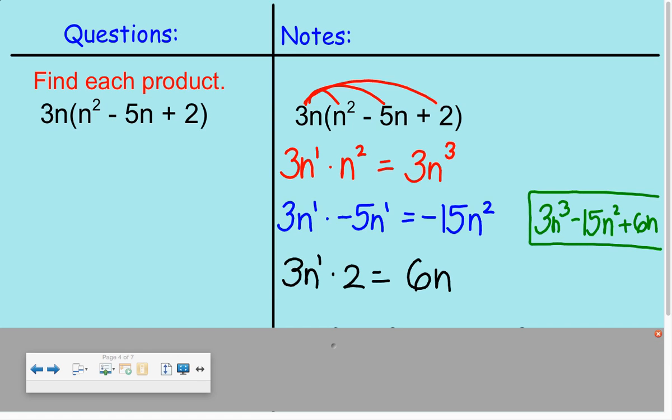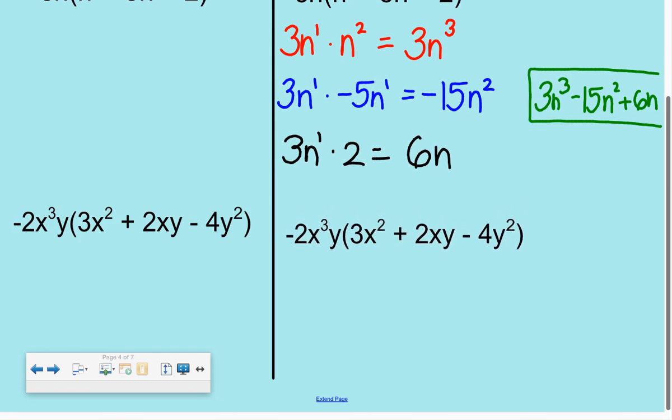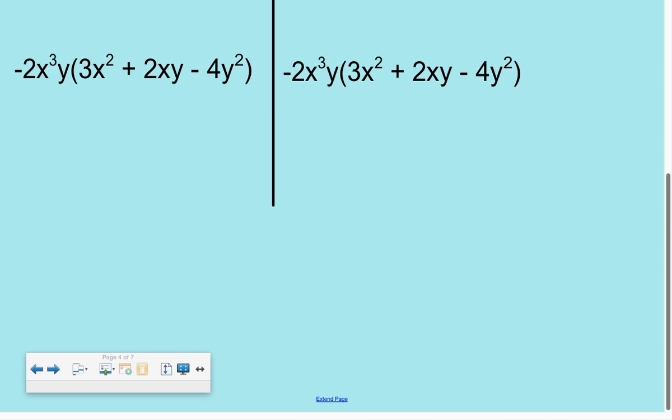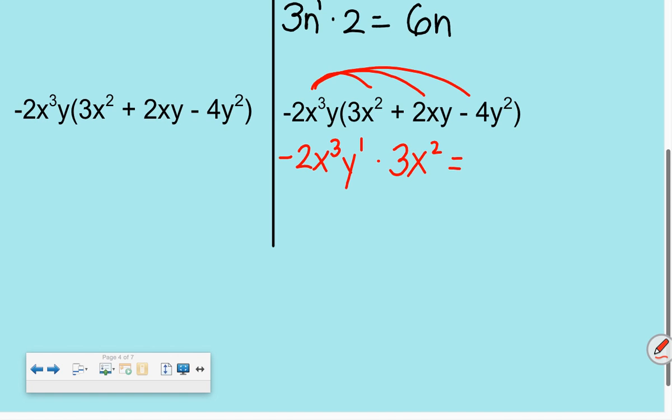All right, one more. So this one's got quite a few exponents here, so we'll have to make sure we're careful. Distribute. So negative 2x to the 3rd, and then make it y to the 1st, times 3x squared. So 3 times negative 2 is negative 6. There are 3, 4, 5 x's and 1 y.